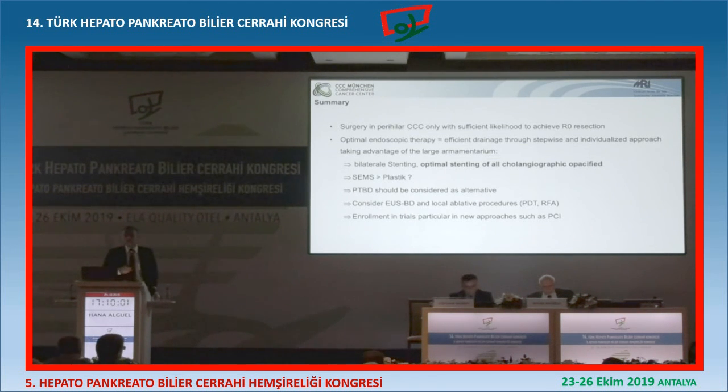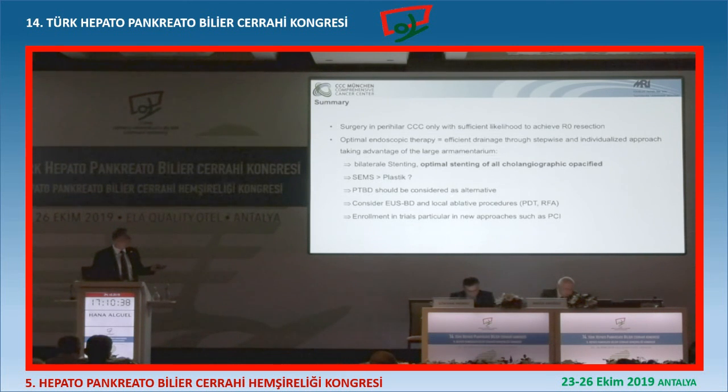but what is important in the management from a gastroenterologist's point of view is you have to have the best stenting, the best drainage. You have to place bilateral stenting to get optimal stenting at least of all cholangiographically opacified segments. It seems that plastic stents are inferior to metal stents. PTBD is an alternative, at least in the hands of gastroenterologists. You should consider EUS-guided biliary drainage if it is not possible to access the papilla. You can do it via the duodenal bulb or even from the stomach.